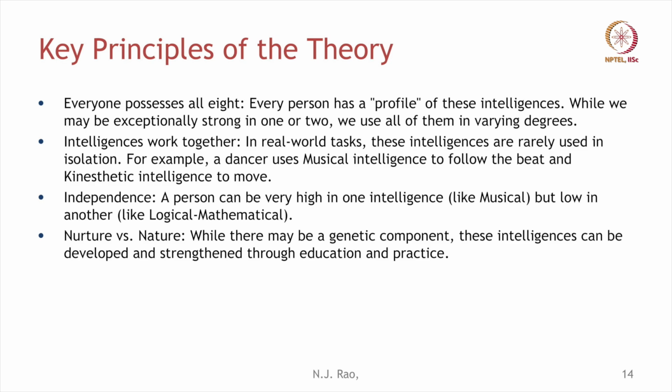For example, I may not have much musical intelligence, but to the extent that I enjoy a certain type of music, we may have a little bit of musical intelligence, but our capacity is in some other area. Then a person can be very high in one intelligence, like musical, but low in another, like logical and mathematical.